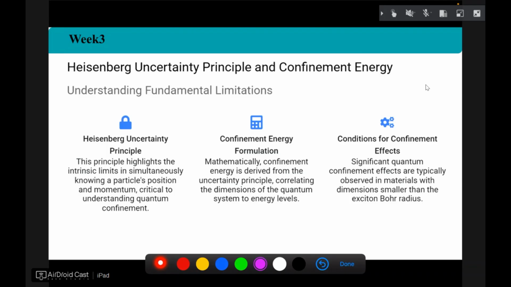And what are the conditions for confinement effects? So we saw that significant quantum confinement effects are typically observed in materials with dimensions smaller than the exciton Bohr radius. We saw that for an electron in the crystal, it is less than 5 nanometers at room temperature, and the same effect is visible at 25 nanometers if we are dealing with low temperature measurements.